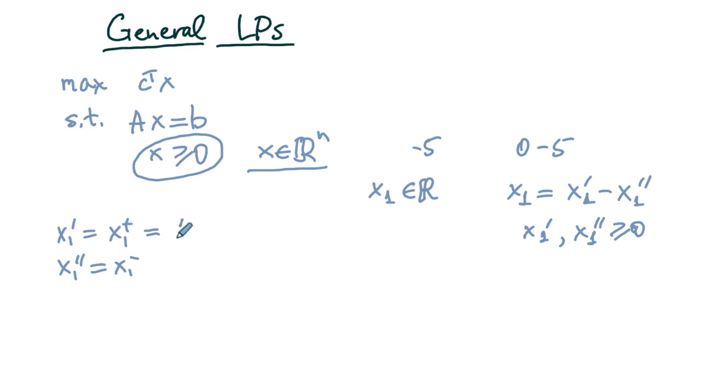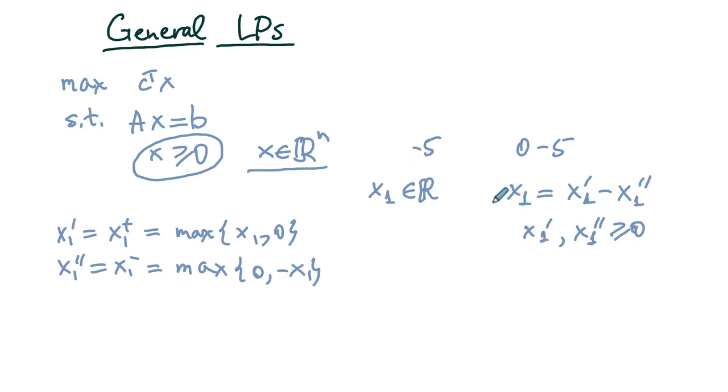And what's the positive part of the number? This is the maximum of the number and 0. So if a number is greater than 0, then the positive part of the number is the number itself. If a number is less than 0, then it is 0. And the negative part of the number is the maximum of 0 and negative x1. So whenever the number is negative, the negative part of that number will be the absolute value of that number. And if the number is positive, then the negative part of this number is 0.